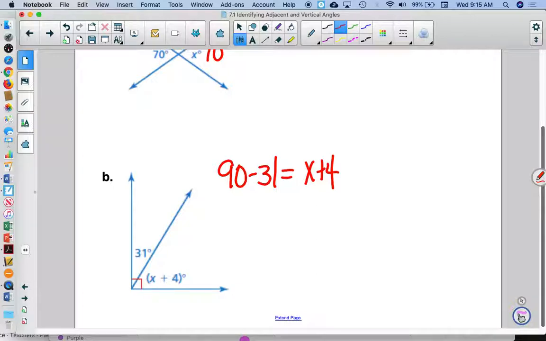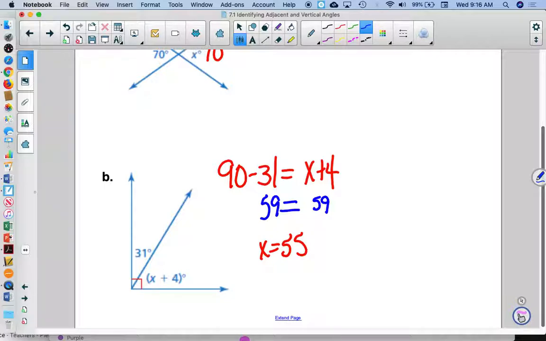What's the value of x? What is the value of the missing measurement? What's its value, Sophia? 55. Sophia says x is 55. Is she correct? 55 plus 4 is 59, and 90 minus 31 is 59. So that is a true statement. It does check, and the value of x is 55.